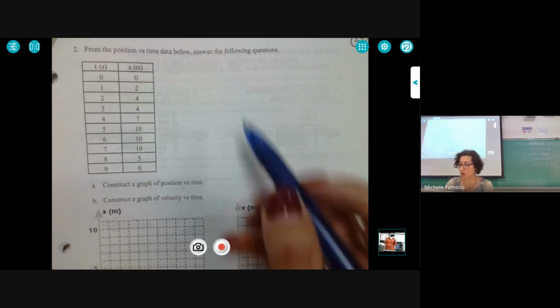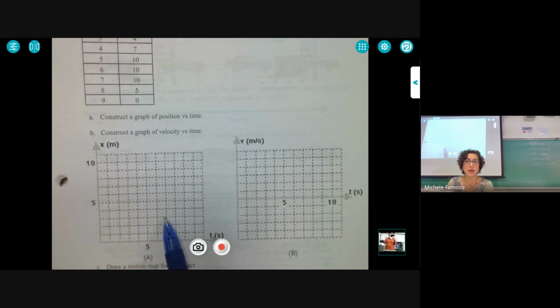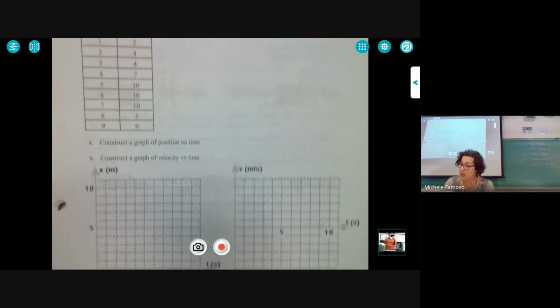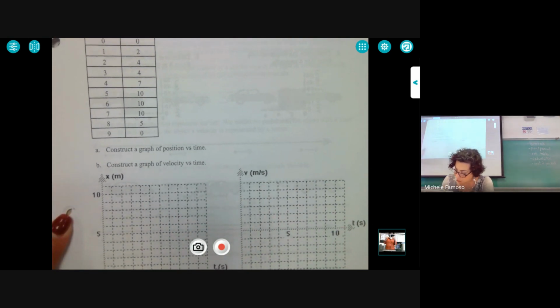Okay, let's look at page 23. I'm giving you a data table of positions and times. Can you make a graph of position time here on this axis right now? Let's start it. We may not get it finished. We'll finish it tomorrow before your quiz. But let's get started, shall we?